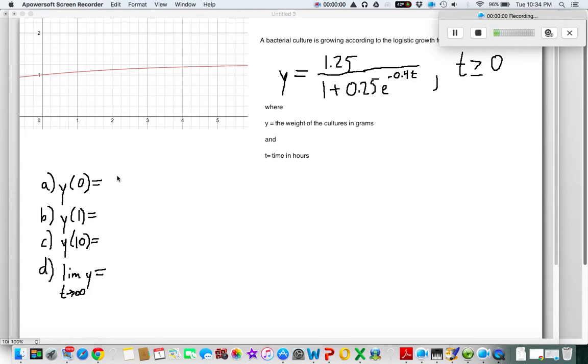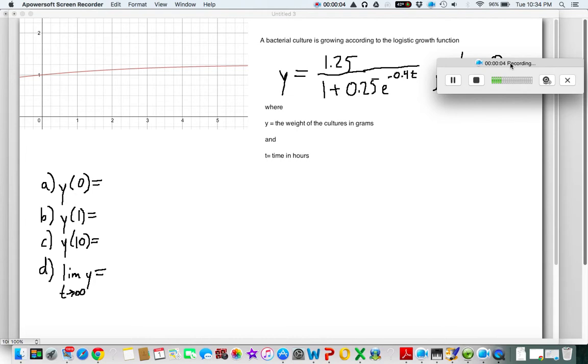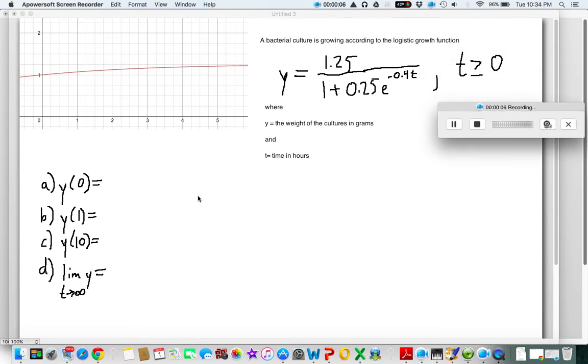This will be the last video of the night. We're going to look at how bacteria grows with this function. So we're going to use a logistic growth function. If you've never heard of this before, don't worry about it. This function is used to model population growth of any population you can think of. People, deer, in this case bacteria.